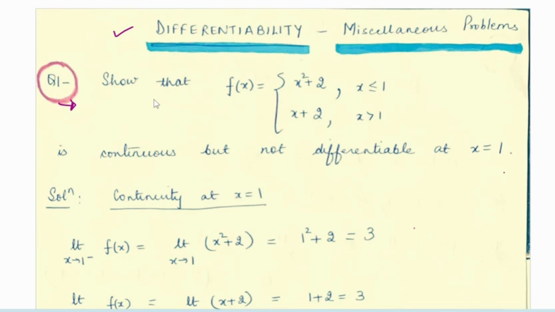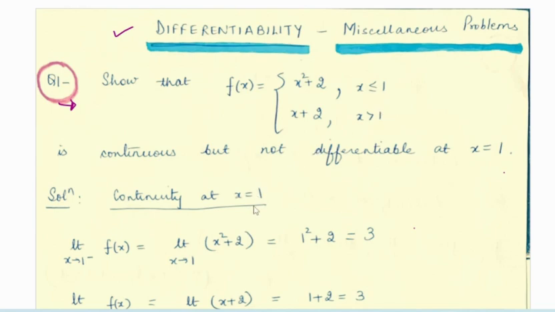In the previous video, we saw that differentiability implies continuity, but a continuous function may or may not be differentiable. So in this video, we are going to discuss some more problems on testing differentiability and continuity. So let's look at the first question, which is a branched function given to us, and we have been asked to show that this given function is continuous but not differentiable at x equal to 1.